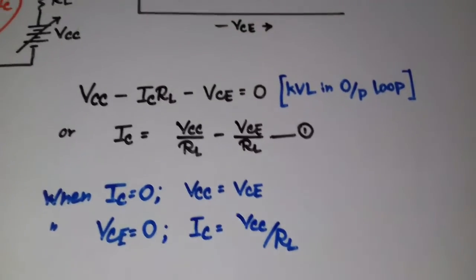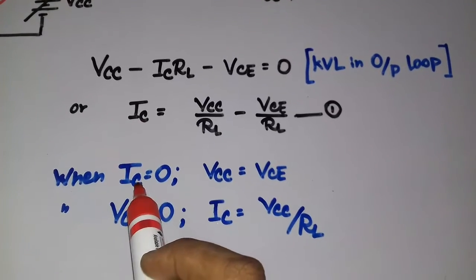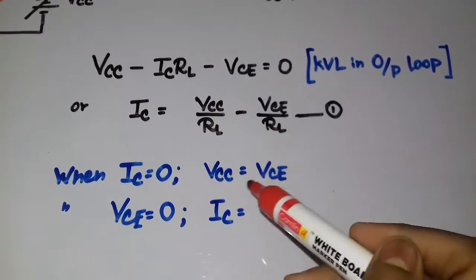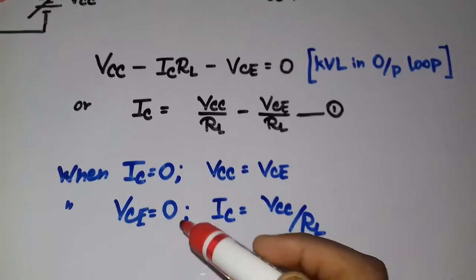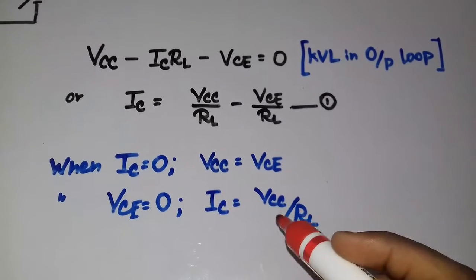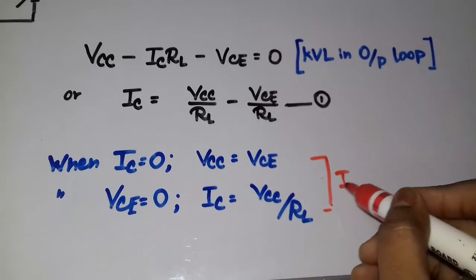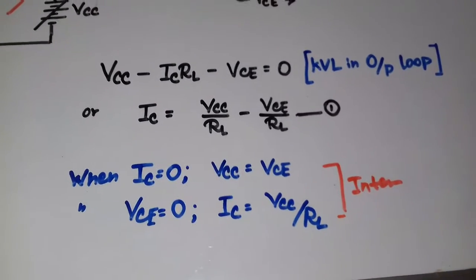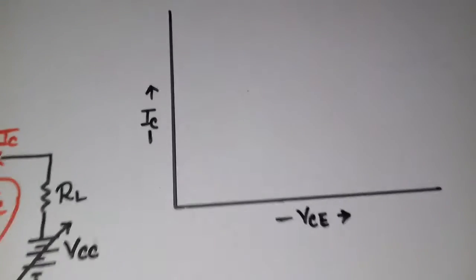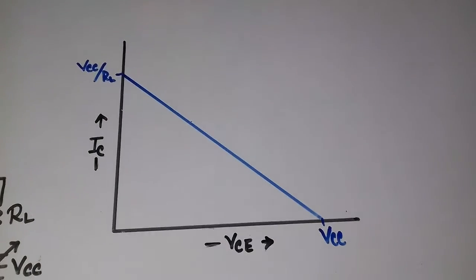So if we apply a KVL equation, we get a solution like this. The first line shows the KVL equation in the output loop, and then we have solved it for IC. Then we put IC equal to 0, and we get VCC equal to VCE, and when VCE equals 0, that is the collector emitter voltage is taken as 0, then IC is obtained to be VCC by RL, and these are the intercepts on the X and Y axis. So the KVL equation gives a straight line in the coordinates of VCE and IC. Geometrically, this one is the KVL equation.